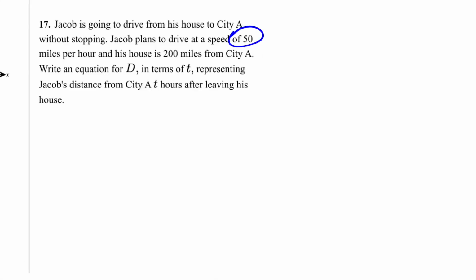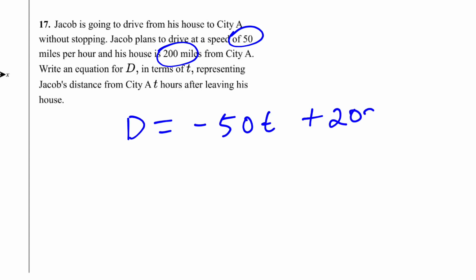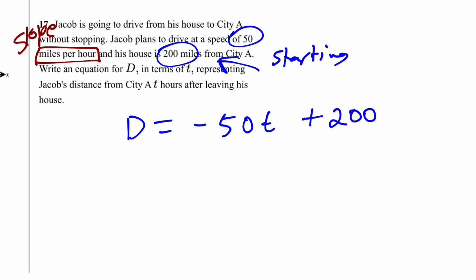There's 2 numbers here, 50 and 200. One is your slope, one is your intercept. Because we are tracking how far away from a house we are, and we're getting closer, it's actually going to be -50t plus 200. So what are some clues? The 50 has the miles per hour. That's slope language. And the 200 miles is like your starting point, your initial distance. That's your clue that it's the y-intercept.